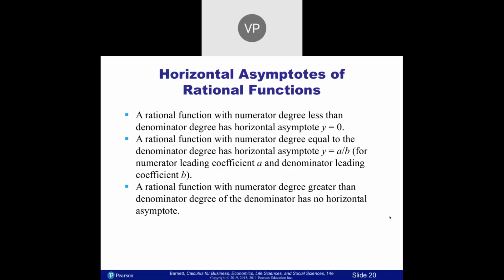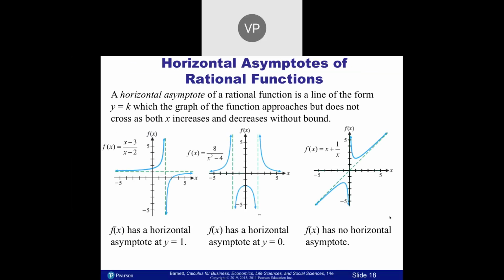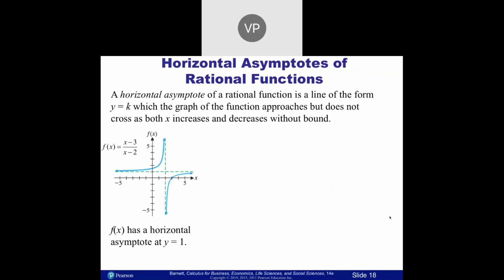Again, the numerator degree. So I'm going to go back again. The degree of the top, if it's less than the degree of the bottom, then you know your horizontal asymptote is going to be right here at the x-axis, y equals 0. That's if the bottom degree is bigger.